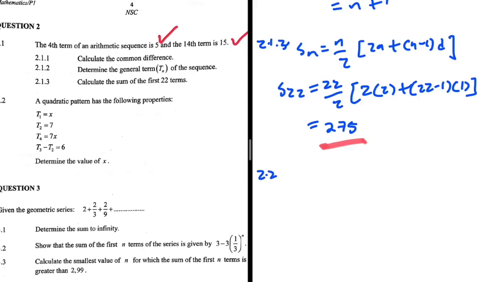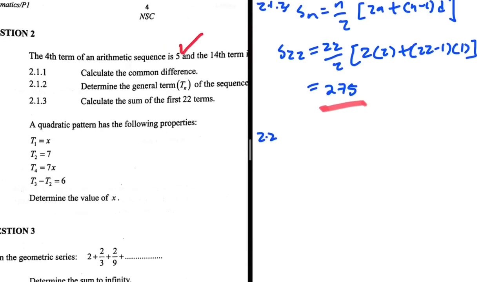A quadratic pattern has the following properties. T1 is equal to x, so I'm going to put that there.